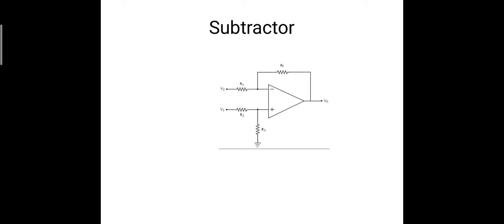Next, a subtractor. The name suggests it. It produces a difference between two input voltages. Here the circuit represents a subtractor. V1, V2 are the input voltages. If V1, V2 are given to this op amp, the V0 produced will be V1 minus V2. That is the difference between these two voltages. So that's how a subtractor works.